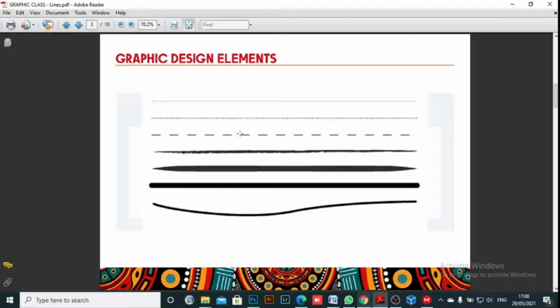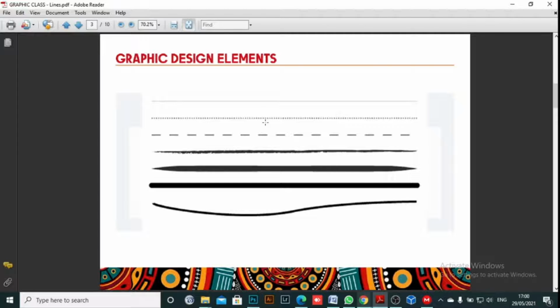All right, so these are types of line that is imaginary and your mind creates instantly by connecting dots or elements together. So this is an example, like I said.